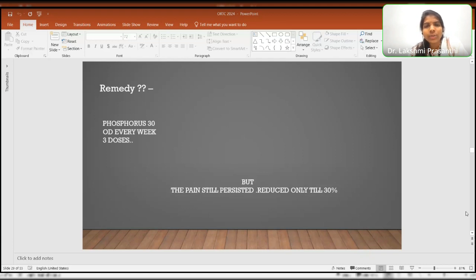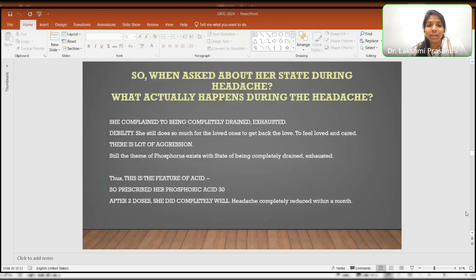It only reduced by 30%. So what I did, let us take a follow-up. I asked her about her state during the headache. What actually happens when she's having the headache? She complained of being very much weak, very much lethargic, completely drained in the headache.